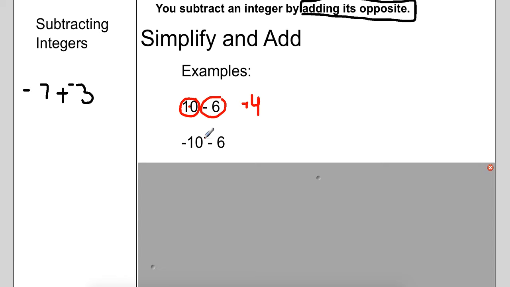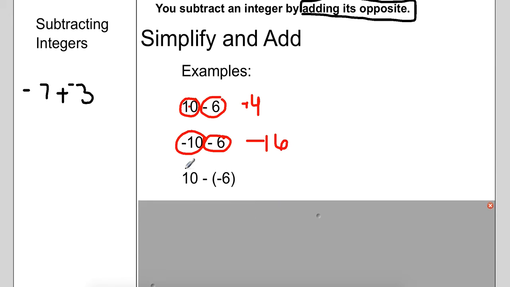But let's look at another one. We have a negative 10 and a negative 6. Who won? The negatives by, well, the negatives won them all, so by 16. Next one, we have a 10 and we have a negative 6. Remember, negative, negative, which we turn to a positive. It's a double negative. So really we have 10 plus 6, which is 16.